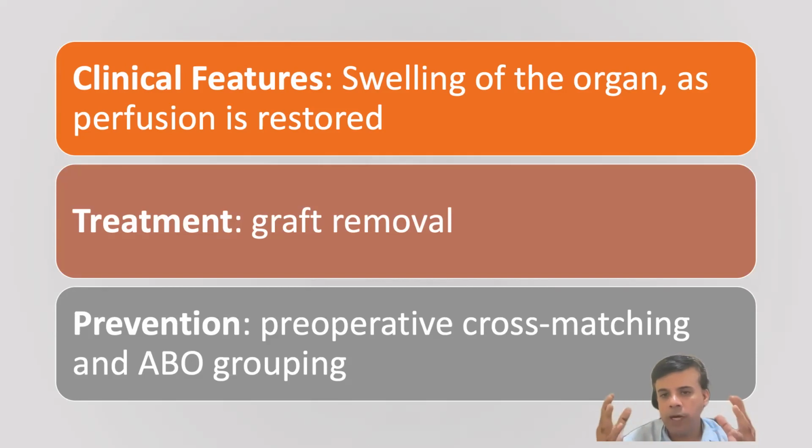And there are preformed antibodies because there is no time. Immediately the antibodies are there and they are going to react against the graft that is transplanted and cause rejection. And a clinical feature will be immediate graft swelling and graft dysfunction. Treatment will be graft removal, and you have to do proper grouping and cross matching to prevent this kind of rejection.